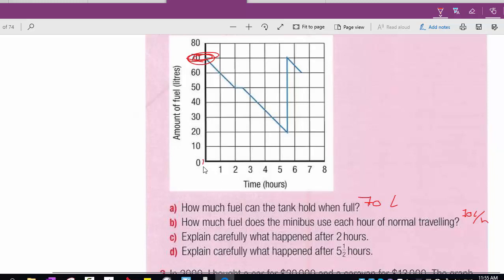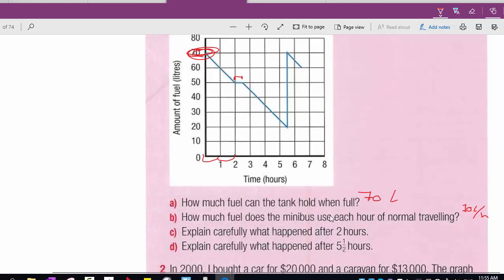Explain carefully what happened after 2 hours. This is the first hour. Second hour, what happened? They took a break. How do we know? Because the amount of fuel is constant, it is not reducing. So it means they are not using fuel. It means the bus is stopped. It means they took a break.